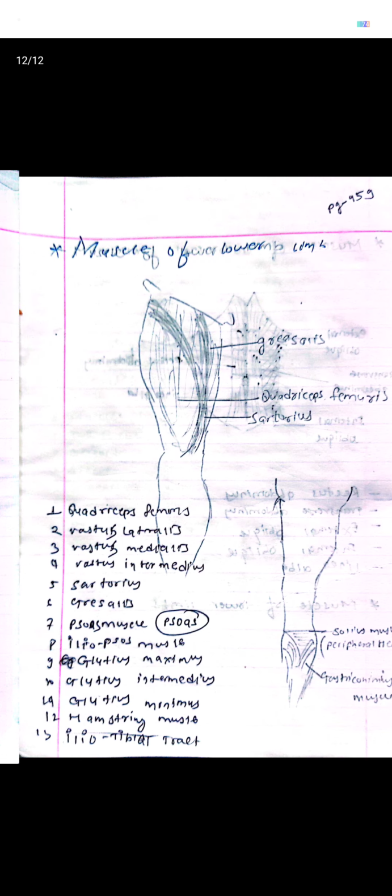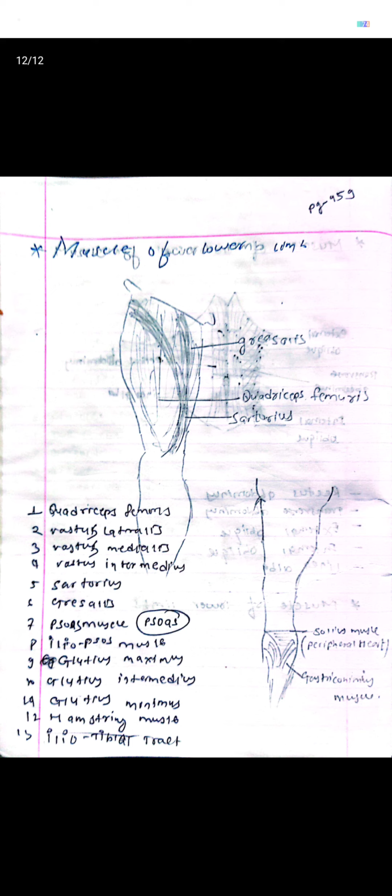Muscles of upper limb. Trapezius, deltoid, biceps, triceps, coracobrachialis, pronator teres, brachioradialis, brachialis, teres major, teres minor, supraspinatus, infraspinatus, subscapularis. Muscles of abdominal wall: rectus abdominis, transverse abdominis, external oblique, internal oblique, linea alba.